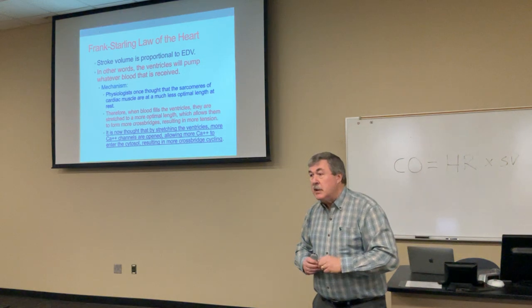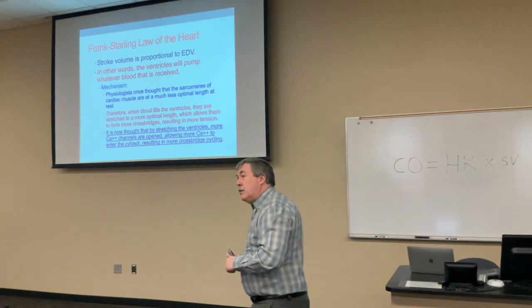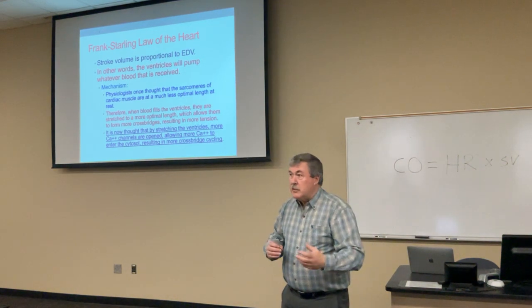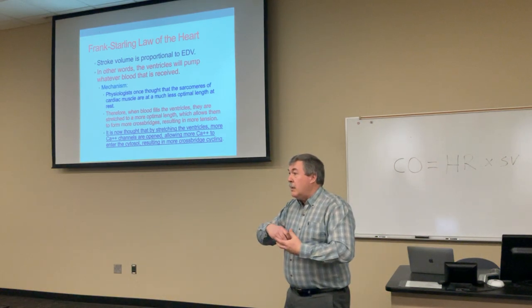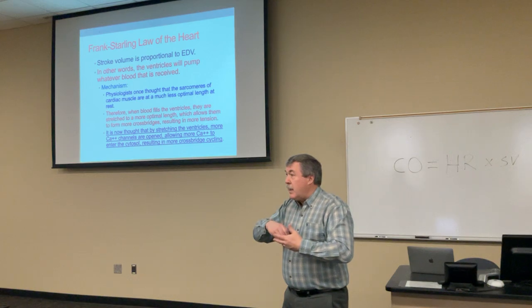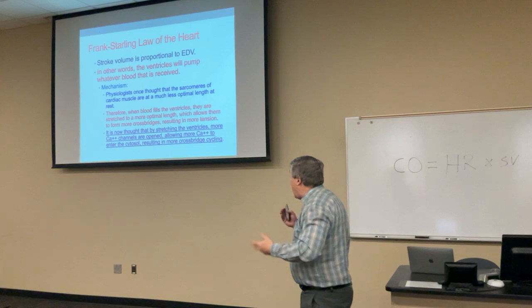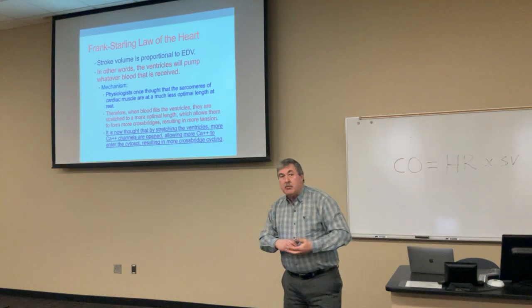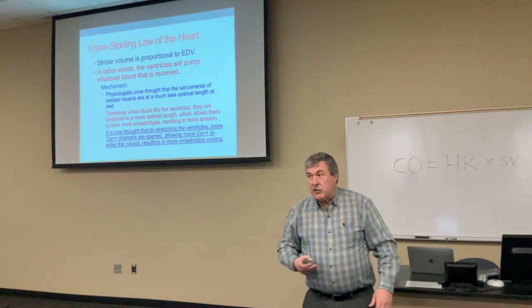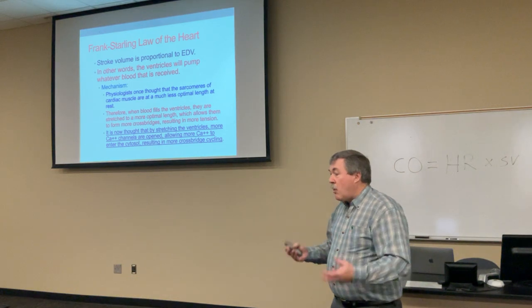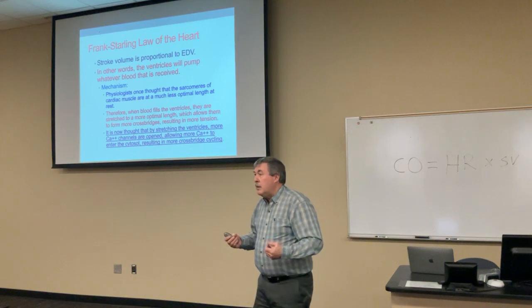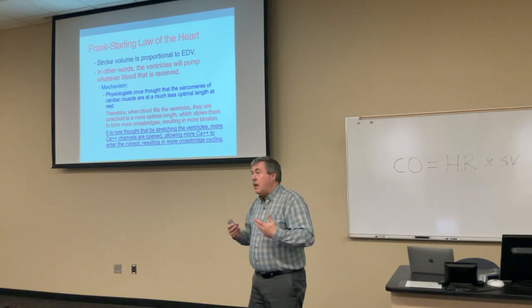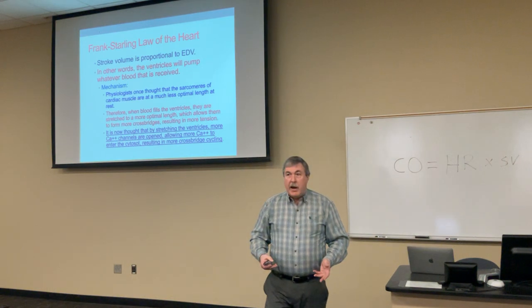Okay? Because calcium binds to troponin. Troponin moves to the side, uncovering the binding sites on the thin filaments for the myosin heads. Okay, just like in skeletal muscle. The more calcium you have, the more cross bridges that can form, and the stronger the contraction. So Starling's law is now being explained in terms of calcium. The more calcium you have, the stronger the contraction. Okay.